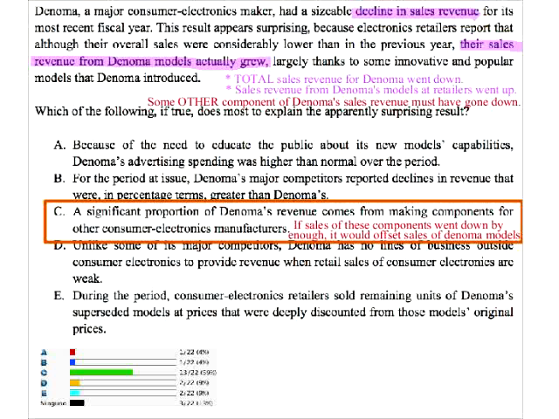D, this would be quite the opposite. If D were true, if Denoma had no other sales, then it would just make this paragraph a lot harder to understand. I mean, as opposed to resolving it, D would actually make the paragraph even more perplexing than it already is, because D would take away ways of explaining this.